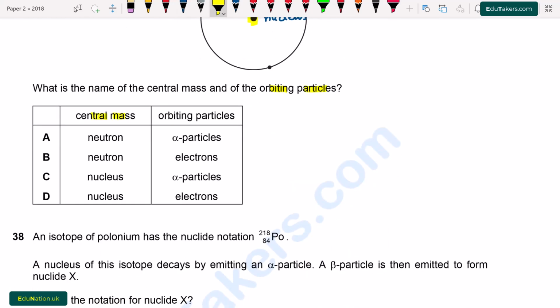Central mass, orbiting particles. Option A, neutron, alpha particle. This is incorrect. B, neutron and electron. This is also incorrect. C, nucleus and alpha particles. The orbiting particle is basically the electron, so option C is also incorrect. Option D, nucleus and electron. So option D is correct.